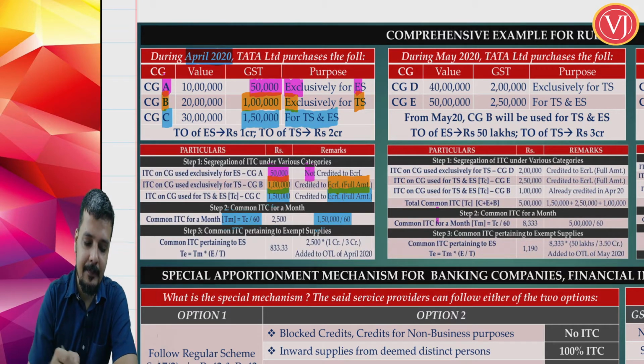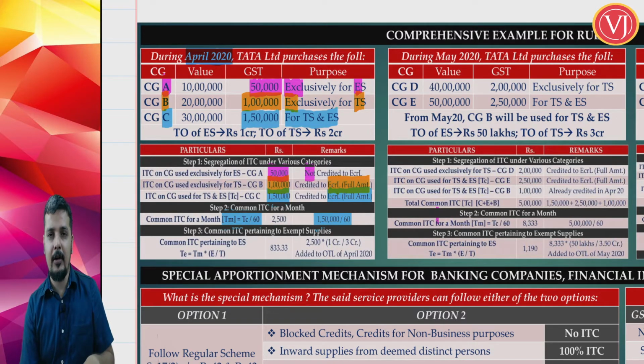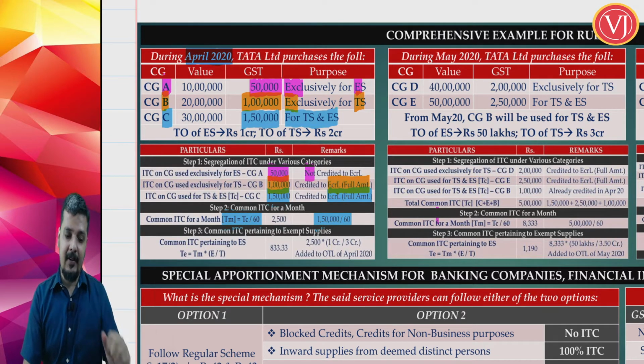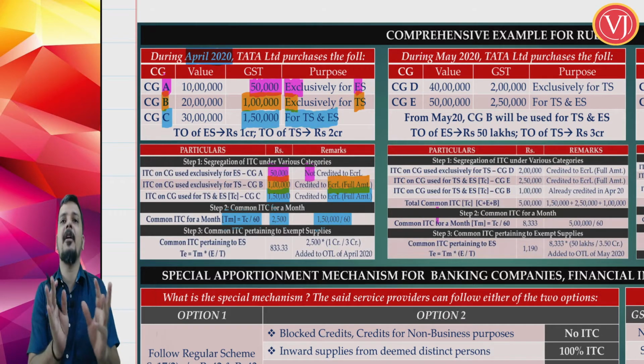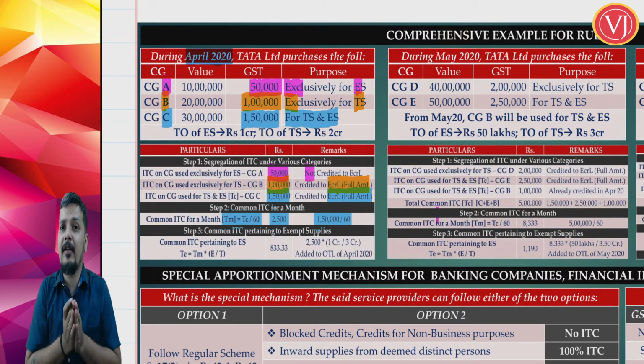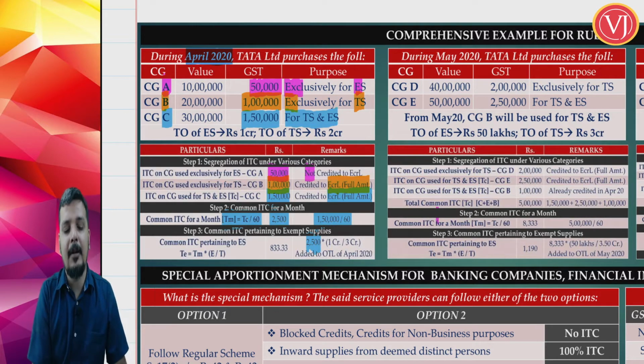Then step 3. Now, this is not the exact reversal that you are required to do because the basis is divided by 60. This will be the common figure for the reversal: 1,50,000 divided by 60, which is 2,500. This is the common basis for reversal during this month and the next 59 months. But the reversal will not be 2,500. Reversal will be 2,500 multiplied by exempt turnover divided by total turnover.